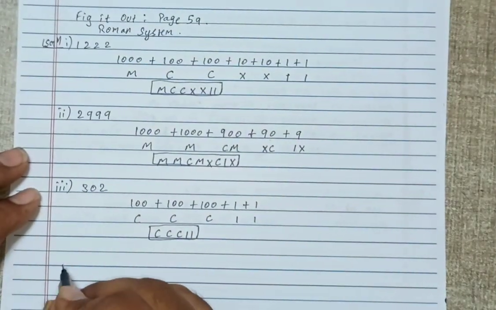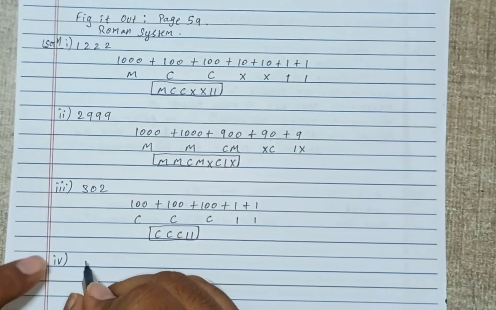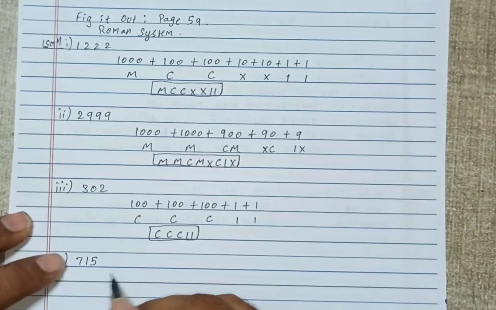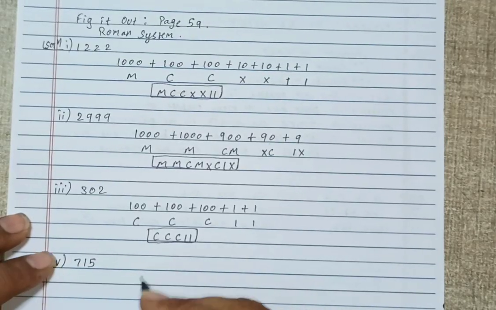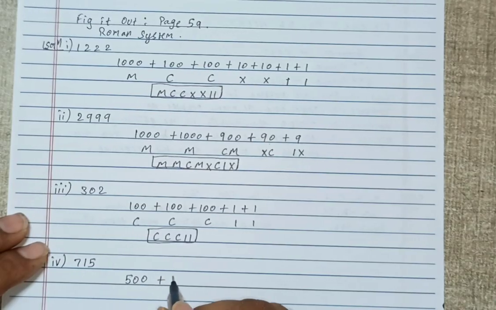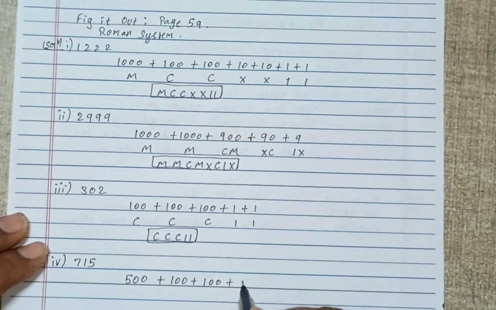And the fourth one, 715. Here 700 we can take as 500 plus 200. 500 is D, 200 is 100 plus 100, that is C, C, then 10 is X and 5 is V. So D, C, C, X, V.